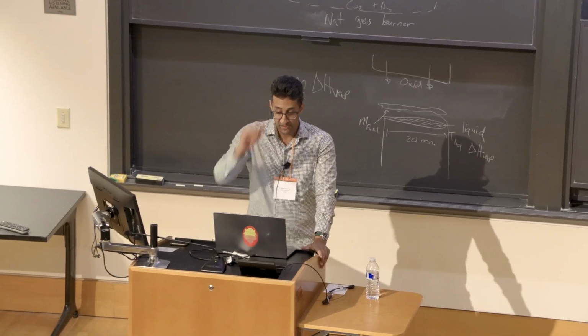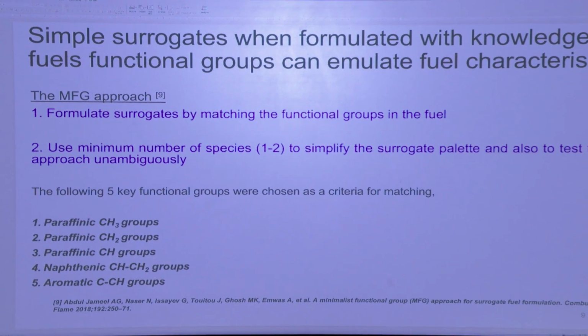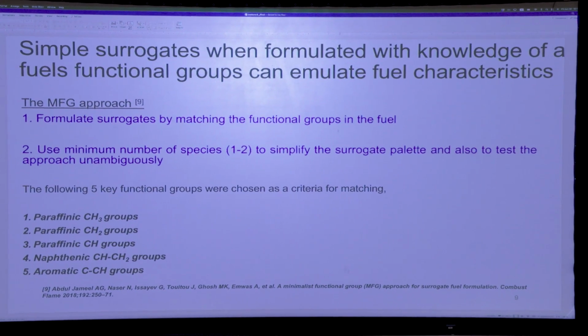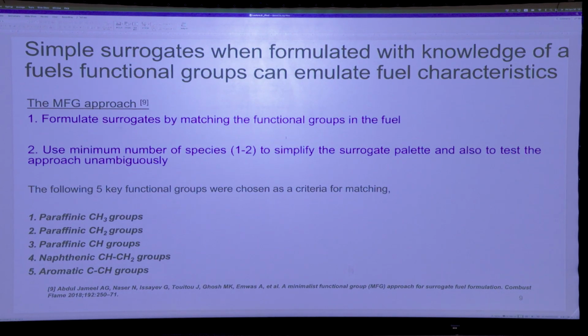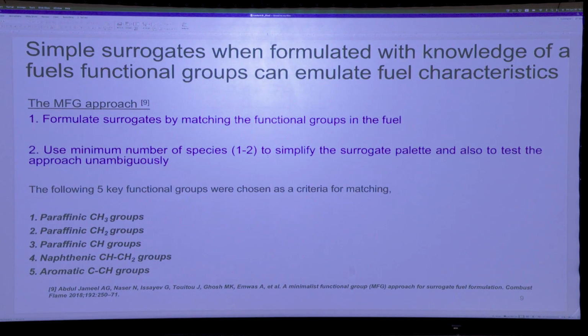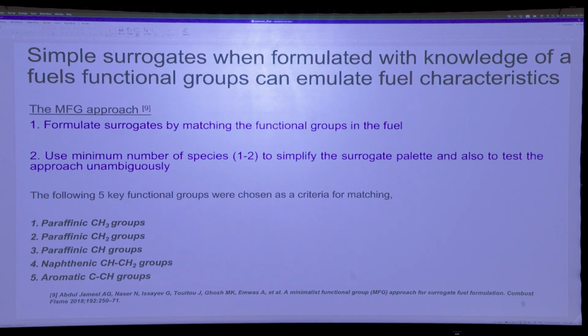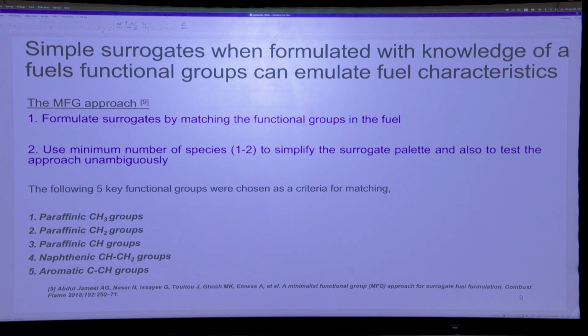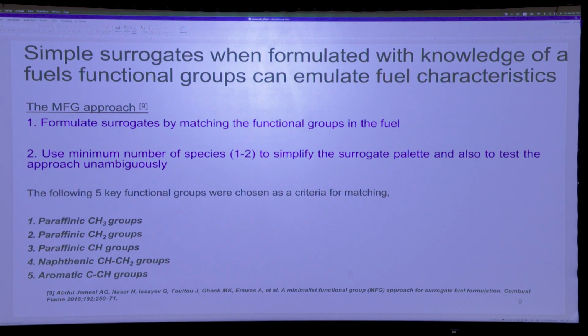So let's have one species, a minimum number of species, just one, maybe at most two species, to simplify the surrogate palette, and test if that one species or two species has all the functional groups in a real fuel. Can you reproduce the combustion behavior of the real fuel? And we just picked 5 representative groups. Again, the paraffinic CH3s, the paraffinic CH2s, the paraffinic CH, the naphthenic, and the aromatic. And we did this work together with Dooley at Trinity.